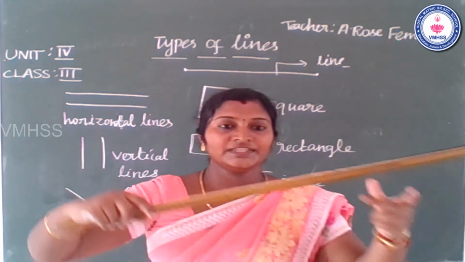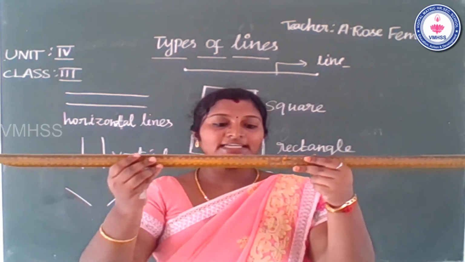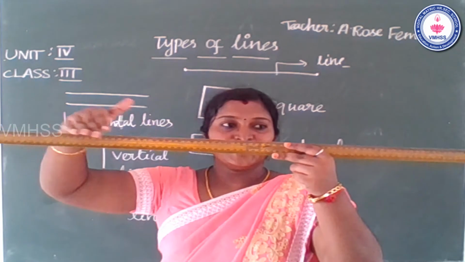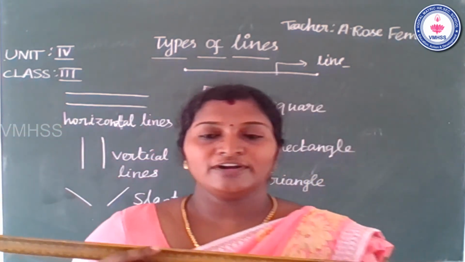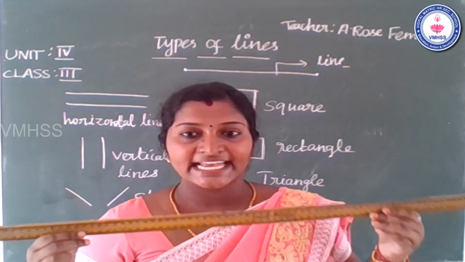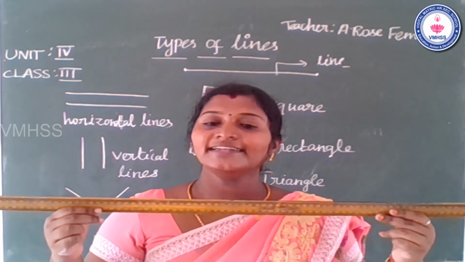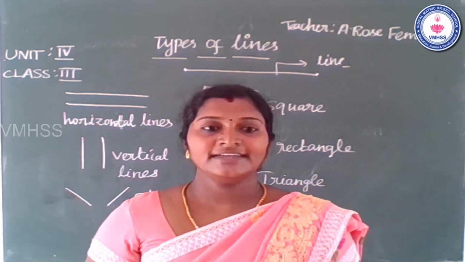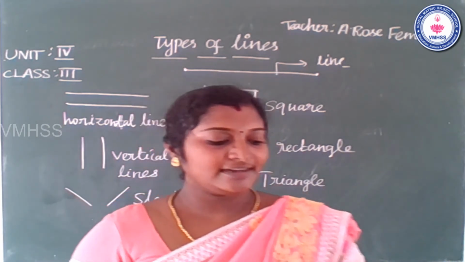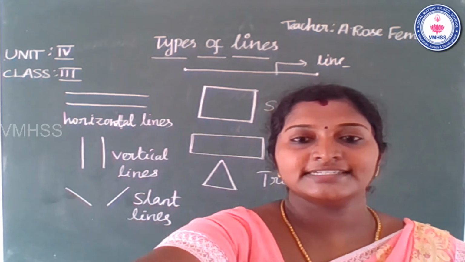For example, see there. This is a horizontal line. Students, a continuous extent of length, straight or curved, without breadth or thickness. Okay students, do you understand? Okay, see the next slide.